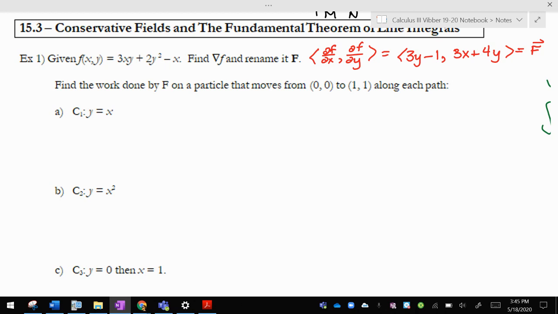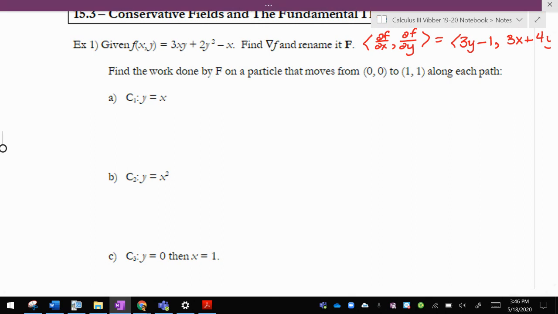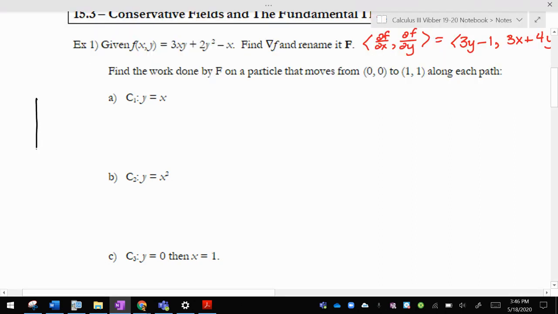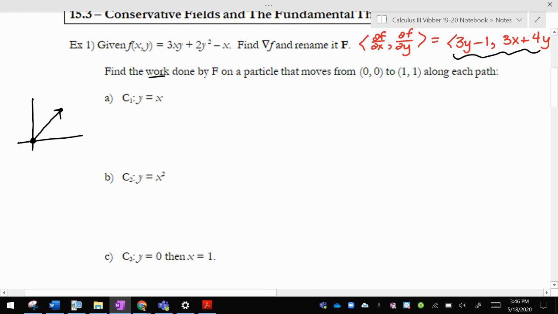Now, let's see what happens when I find the work done by a conservative field on a particle. So if I move from 0, 0 to 1, 1 along the path y equals x, I'm going to sketch that path over here. So there's 0, 0, and there's 1, 1. There's my first path. So if I want to go along that path, traveling through this vector field, whatever it looks like, it's a bunch of arrows, and I want to know how much work is done, work is the integral of F dot dr.